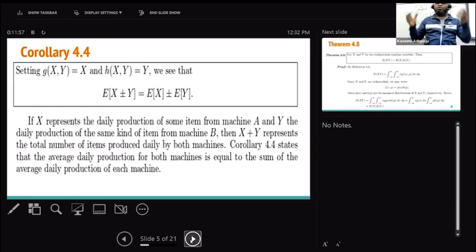But let me tell you, when you add that up, that total is a random variable. Why is it a random variable? Because the totality from the two machines varies from day to day or from operation to operation, because of the fact that there's a variation. We live in a stochastic environment. And that is why I said X plus Y represents the total number of items produced daily by both machines.